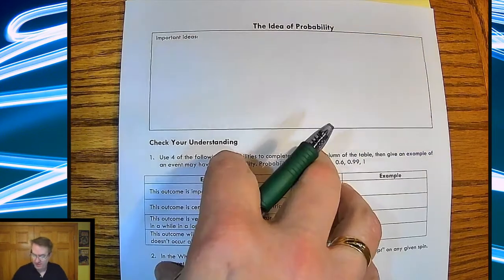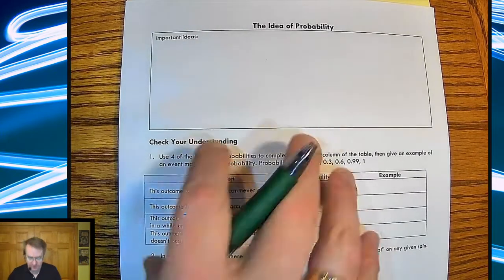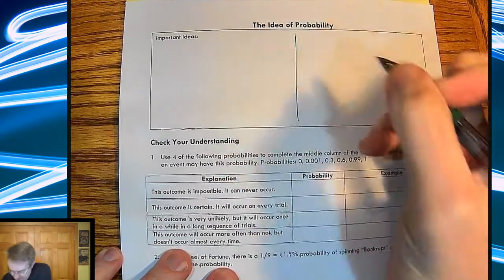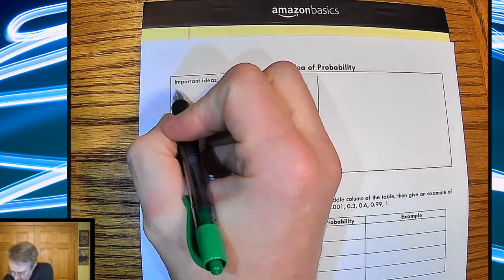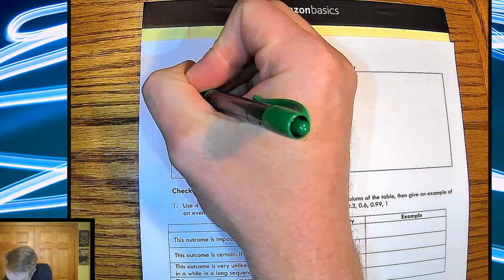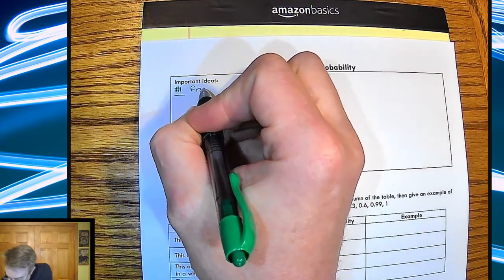We're going to go through the important ideas from that first section of chapter five. So big idea number one, and we can pretty much split this down the middle. Number one, probability. It's supposed to be a pound sign. It's a hashtag, Mr. Hayes.